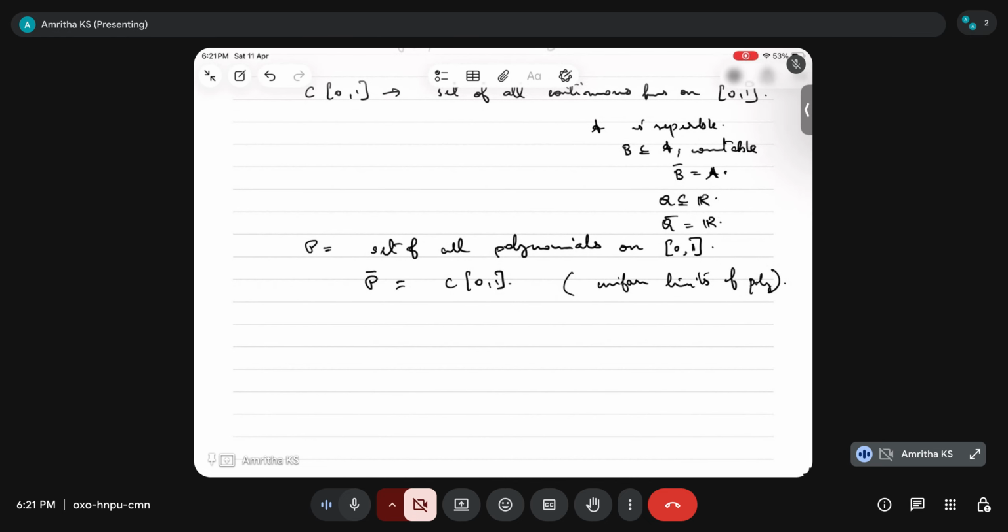So this is this. Now one should show that the set of polynomials on [0,1] is countable. Yeah, but that is not countable. This is an uncountable set. But a subset of it is countable, for example, the set of all polynomials on [0,1] with rational coefficients.